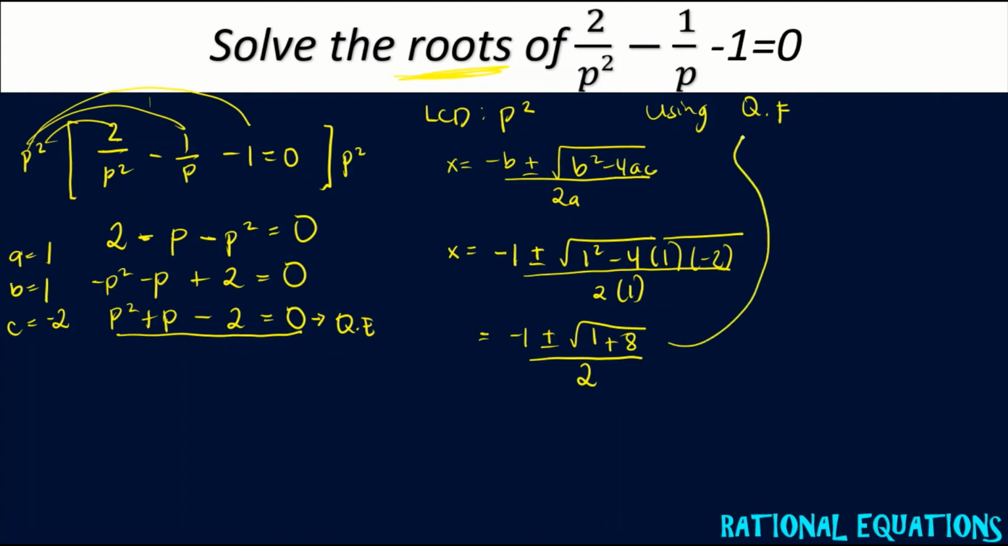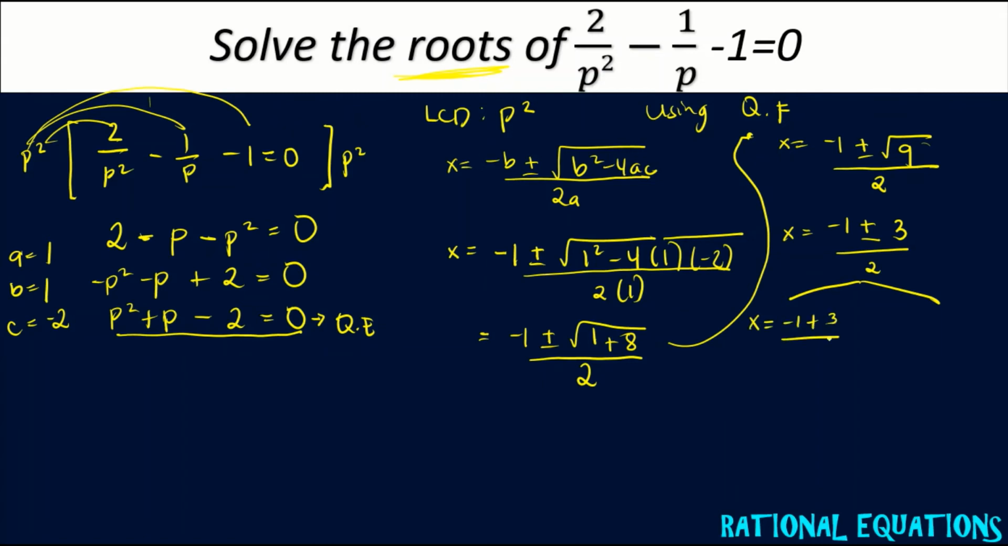Simplifying this, we will have x is equal to negative 1 plus and minus square root of 1 plus 8 equals 9, all over 2. So, x is equal to negative 1 plus and minus square root of 9. What is the value of square root of 9? That is 3, then all over 2. So, paghiwalayin natin yung dalawang roots, yung isa ay plus and yung isa ay minus. So, x sub 1 is equal to negative 1 plus 3 over 2, and the other one is negative 1 minus 3 over 2.